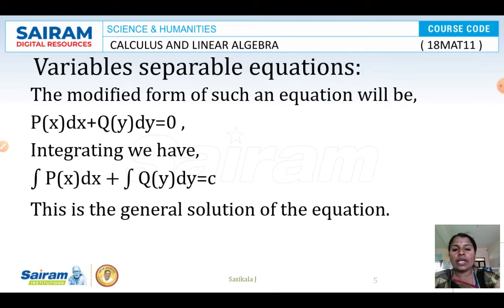The next one, variable separable equations. The modified form of such an equation will be p of x dx plus q of y dy equals 0. Integrating, we integrate p of x with respect to x and q of y with respect to y, and a constant is added on the right side instead of 0. This is the general solution of the given equation. So we are going to solve differential equations using variable separable equations in future.